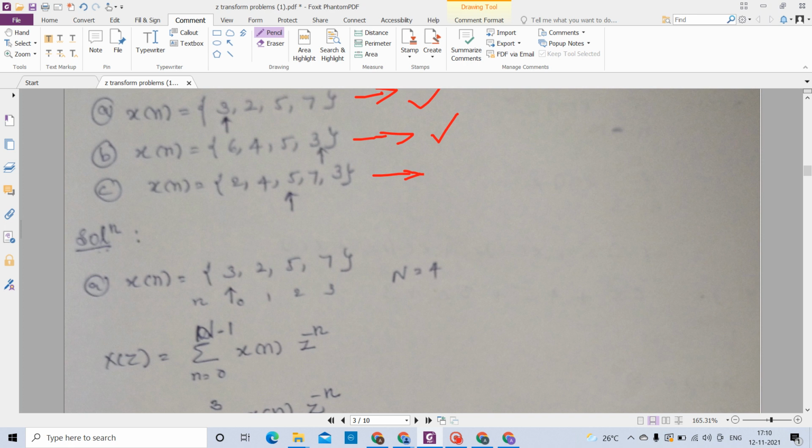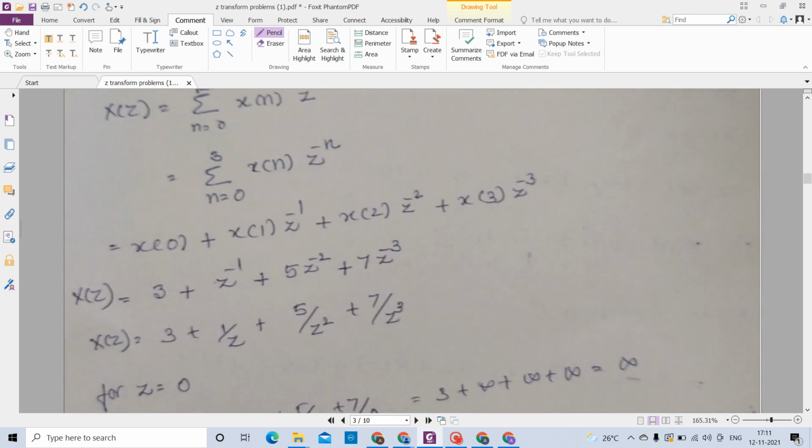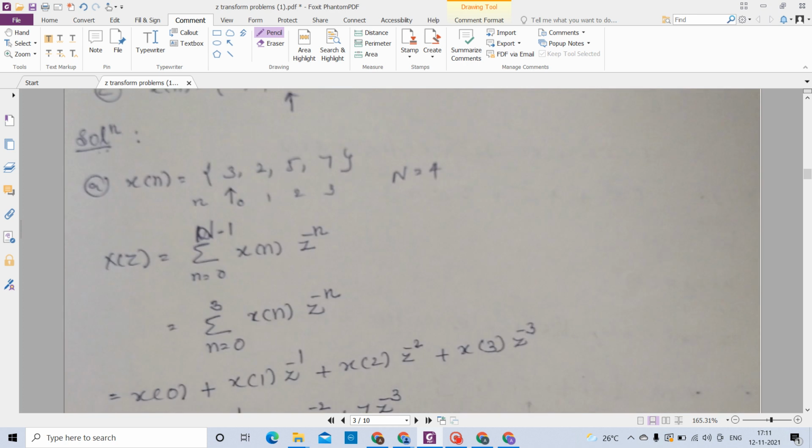Here I have indicated the discrete time values 0, 1, 2, 3, so the total number of samples is 4. The samples are 3, 2, 5, 7. So N is the total number of samples, N is equal to 4. First we have to find the Z transform for the given sequence, so we have to use the Z transform equation. We know the equation of Z transform very well.